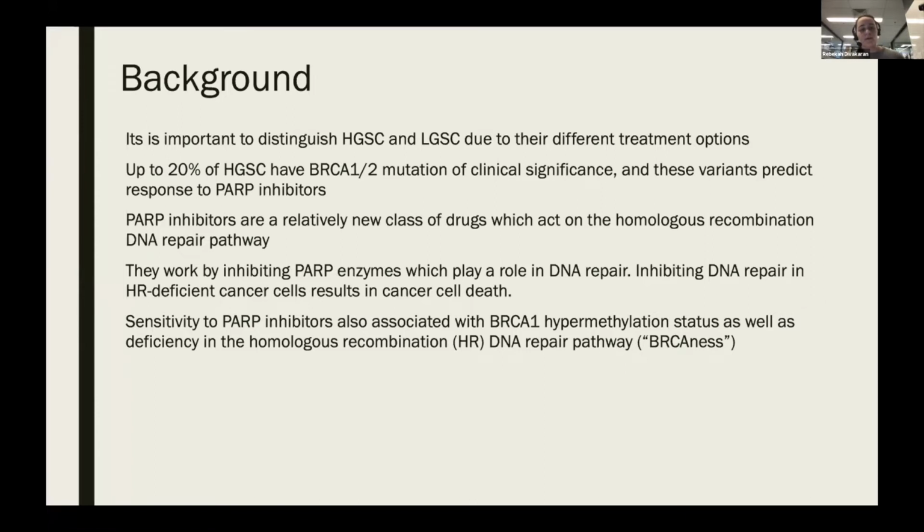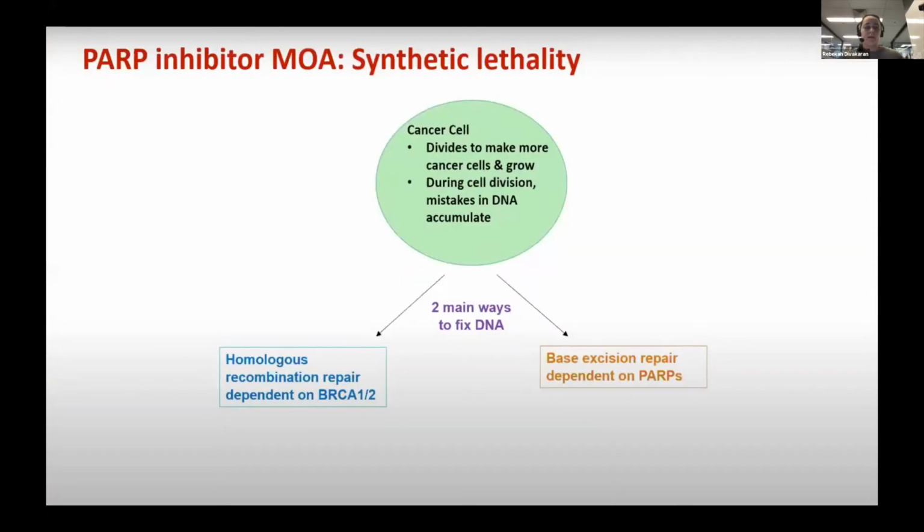Sensitivity to PARP inhibitors is also associated with BRCA1 hypermethylation status, as well as deficiency in the homologous recombination DNA repair pathway. And you'll see in the literature, they refer to this term BRCA-ness, which encompasses both of those molecular alterations. Just a brief overview of how PARP inhibitors actually work.